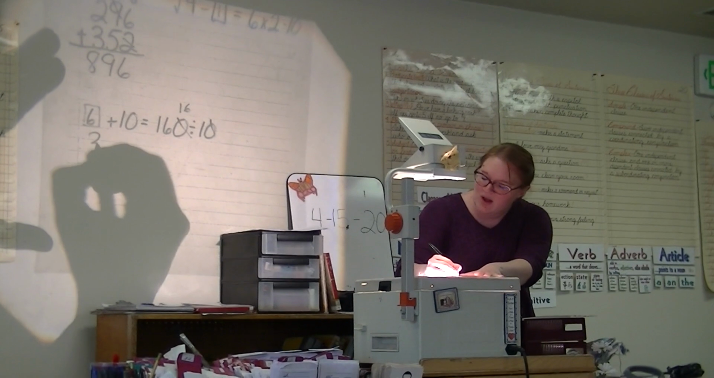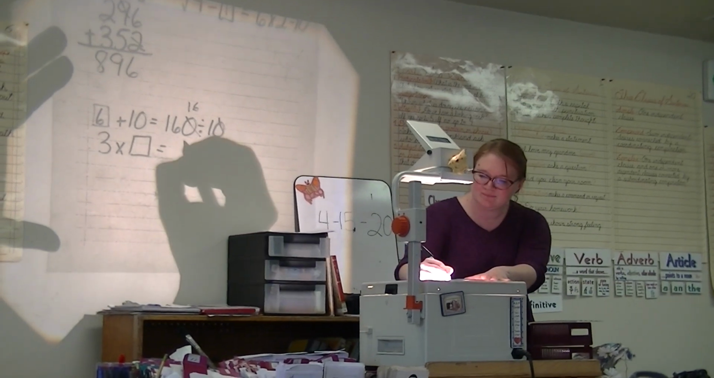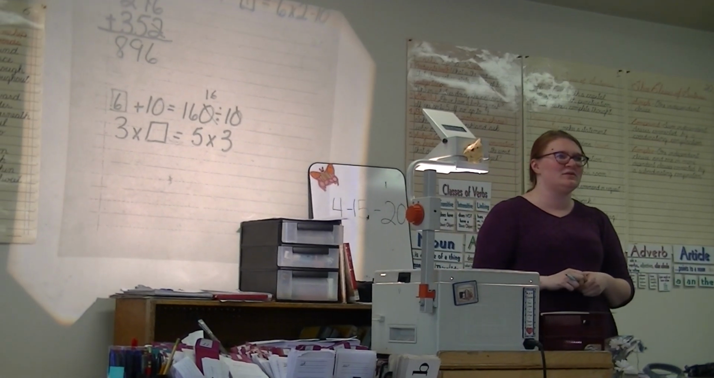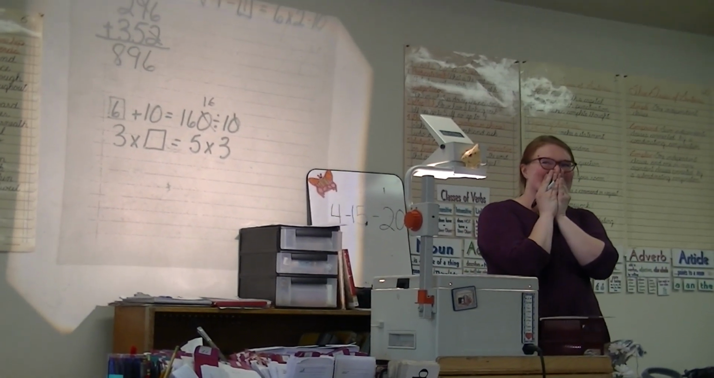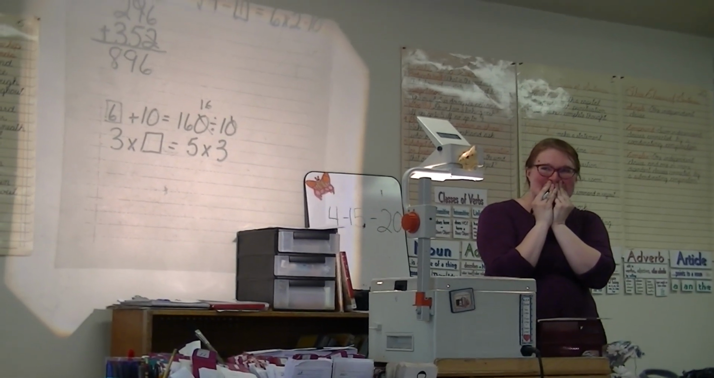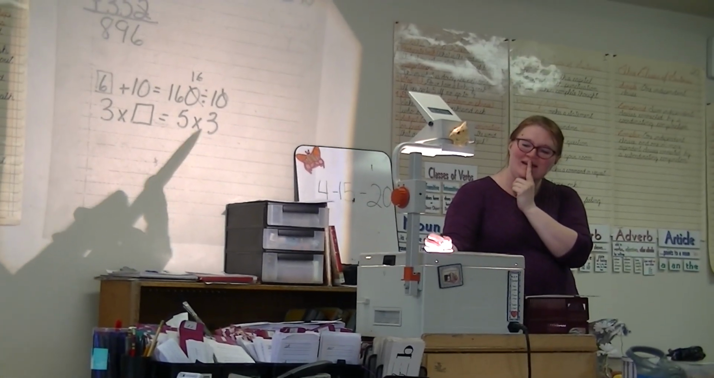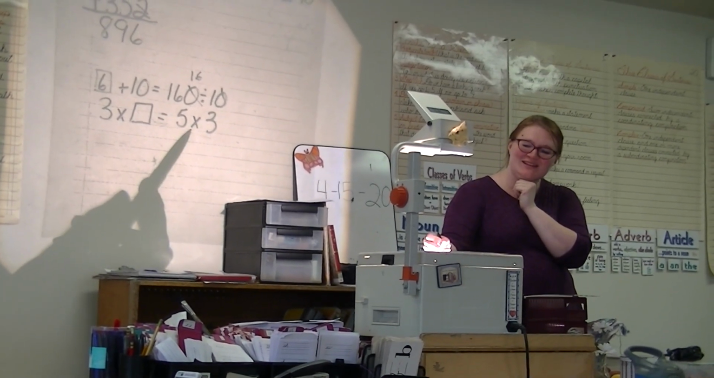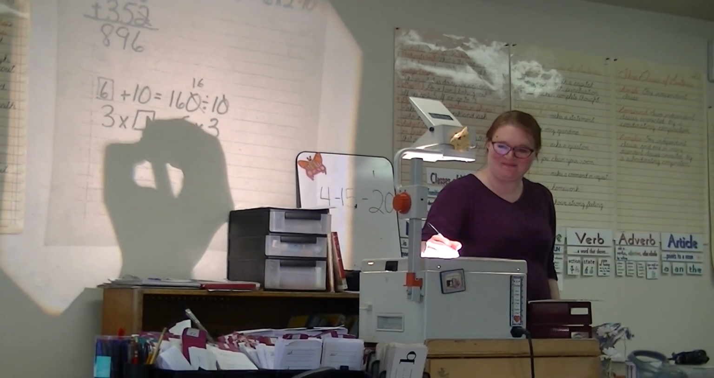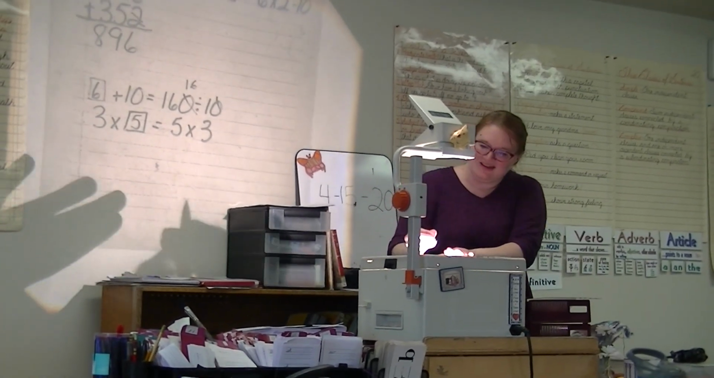I think you guys are going to know this one in an instant. Are you ready? 3 times something equals 5 times 3. Look right here. Do we have a 3? Yeah. And a 3? Yeah. And a multiplication? Yes. And a 5? So it's just 5. It's a pattern. It's the same thing. 3 times 5 equals 5 times 3.